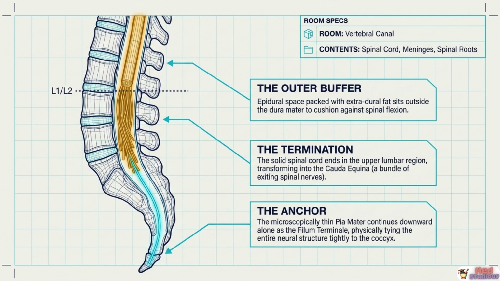Inside the vertebral canal, you'll find the spinal cord, meninges, and spinal roots. It features an outer buffer called the epidural space, packed with extradural fat, sitting just outside the dura mater to cushion against extreme spinal flexion.